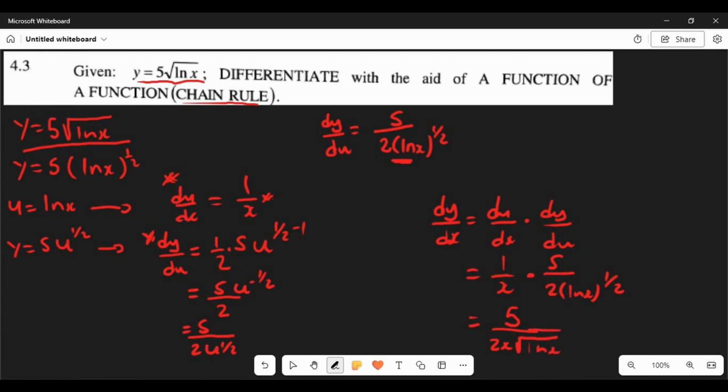So basically this is how you do this one. Let's not forget that the power of half is the same as the square root. So this is the final answer, guys. This was not an easy question, but really it was not that difficult as well. You just need to know how to differentiate the type of functions, and also you need to know how to apply the chain rule.